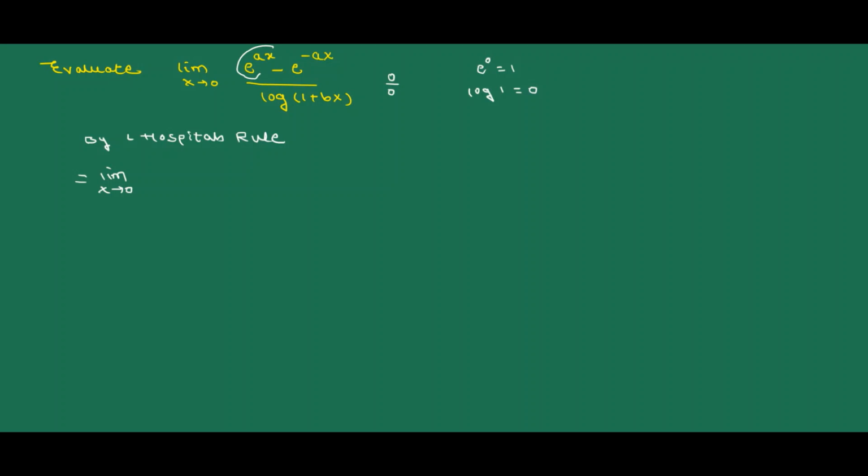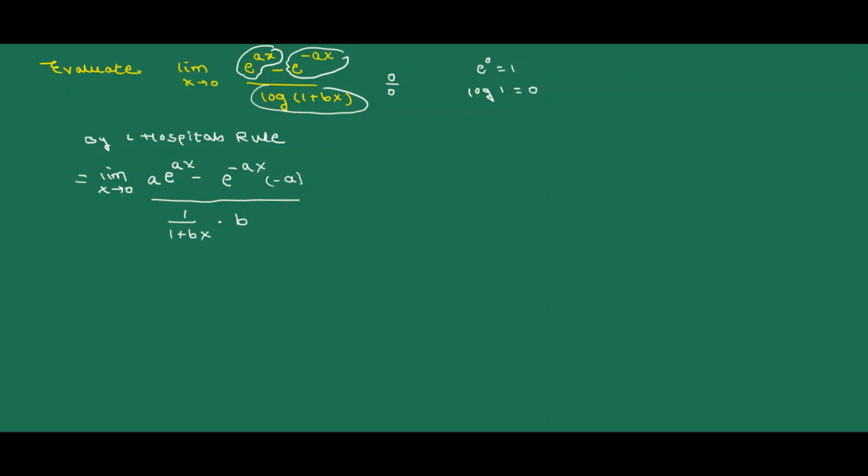What is differentiation of e raised to ax? Differentiation of e raised to ax is e raised to ax into a. Okay, minus as it is. What is differentiation of e raised to minus ax? Differentiation of e raised to minus ax is e raised to minus ax into minus a, divided by, what is differentiation of logarithm of 1 plus bx? Differentiation of logarithm of 1 plus bx is 1 divided by 1 plus bx into differentiation of bx, which is b.